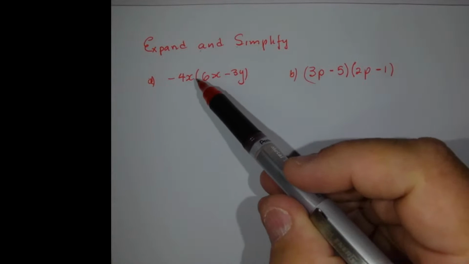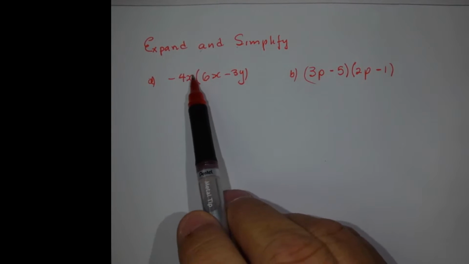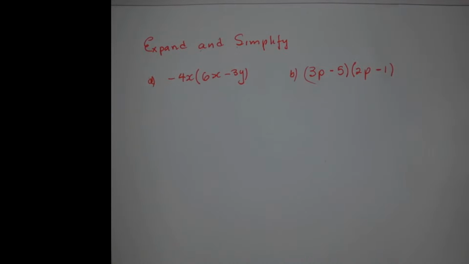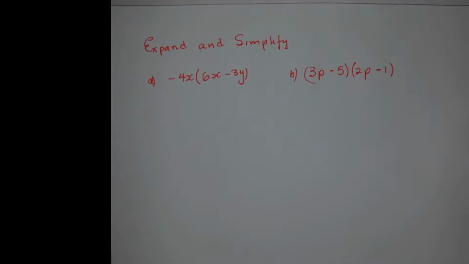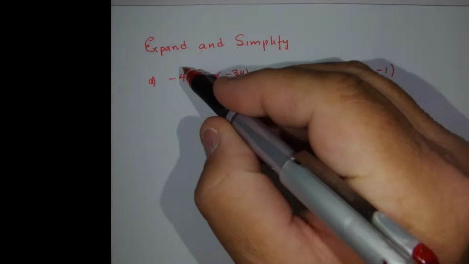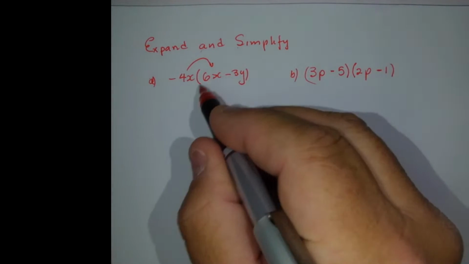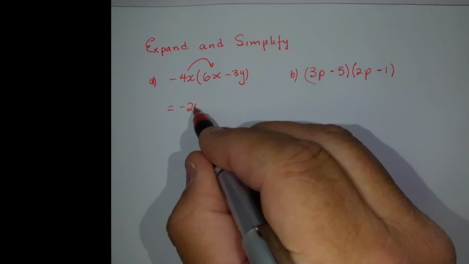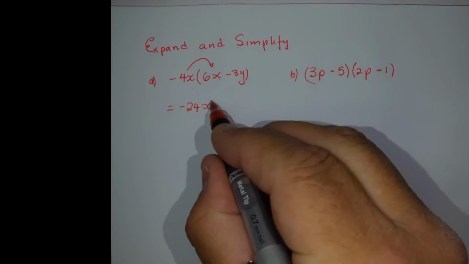Now remember that when you multiply, you're using the laws of exponents. So you multiply coefficient by coefficient, and then you look at the variables in order to find the multiplication. So in this case, I'm multiplying this monomial, or this term, by every term inside the brackets. So I'm going to say, when I multiply minus 4x times 6x, that's minus 24, minus 4 times 6, and then x times x gives me x squared.